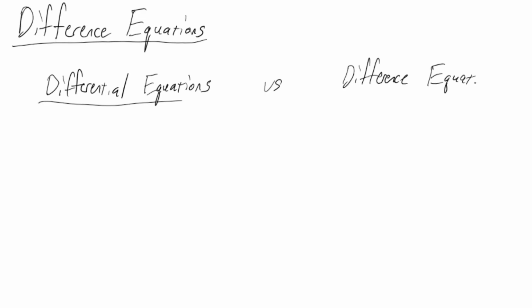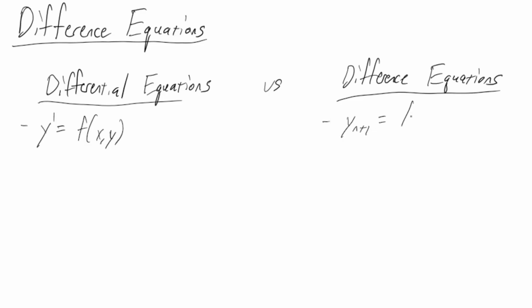Differential equations, we usually have a derivative equal to some function of x and the function itself. And in difference equations, we have what we would call a recursion relation. So something that tells us the next step, y sub n plus 1, in terms of maybe n and the previous step, so some function of n and y.